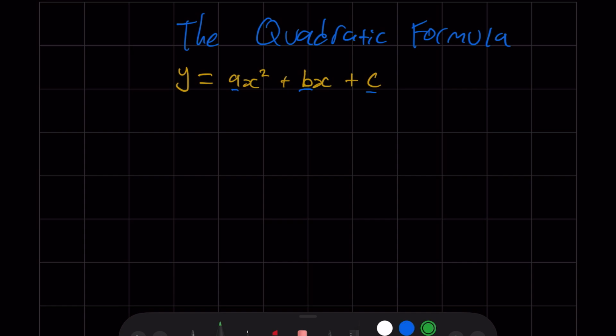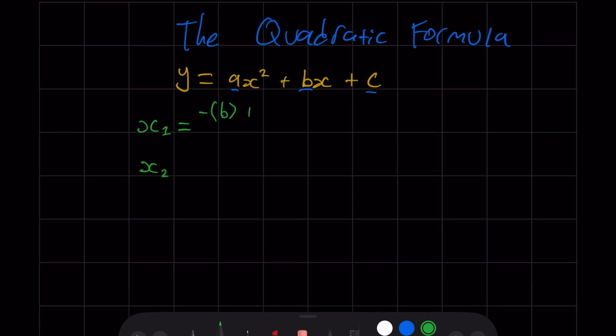So our quadratic formula gives us the value for both of our x-intercepts, x1 and x2. And the formula goes like this. We start with negative b, but we put the b in brackets. The reason we put the b in the brackets is in case there is a negative value for b, we want to put that negative value inside the brackets with a negative on the outside. So it's a double negative in that case.